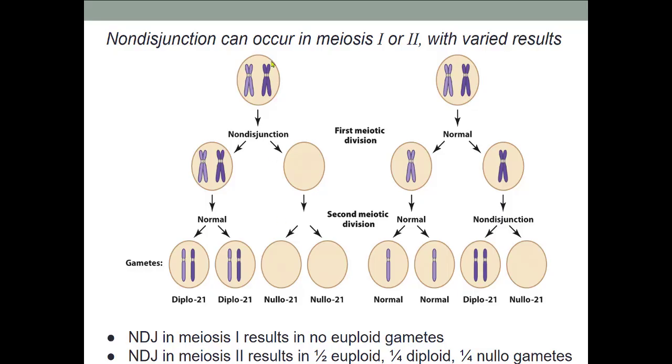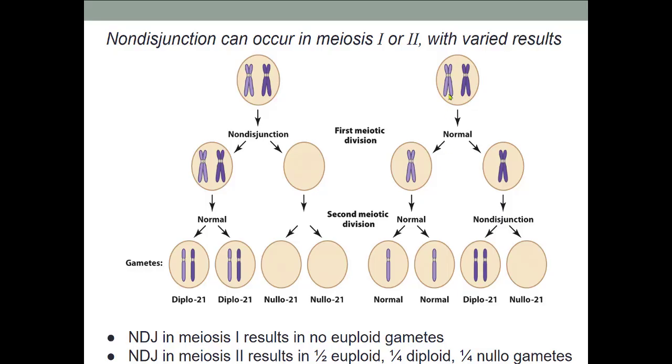From this picture, you can start to tell maybe that's not really 21. It doesn't have so much of a P arm on 21. But then if one of these diplo eggs was fertilized by a normal sperm, of course, then we would have 3 copies of 21, 2 from the mom, 1 from the dad. So non-disjunction in meiosis 1 results in no gametes being normal or euploid.